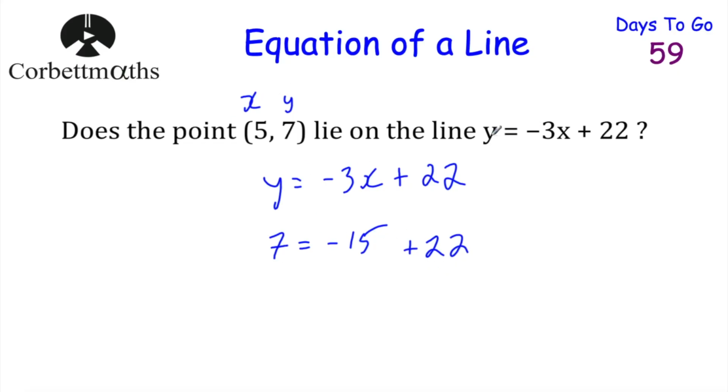And if this point doesn't lie on the line, we'll find that 7 equals something else, and then this wouldn't be correct, so then this wouldn't be true. So let's find out if 7 equals -15 plus 22. So we know that we've got 7 on the left-hand side, so let's work out this -15 plus 22.